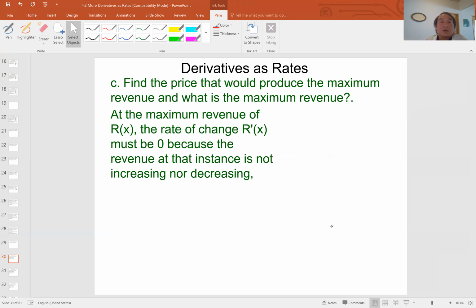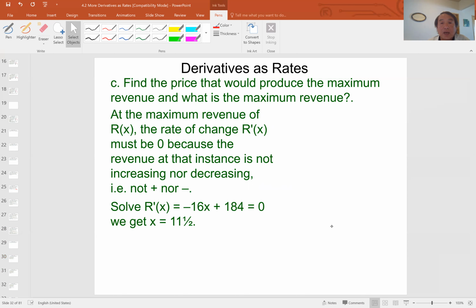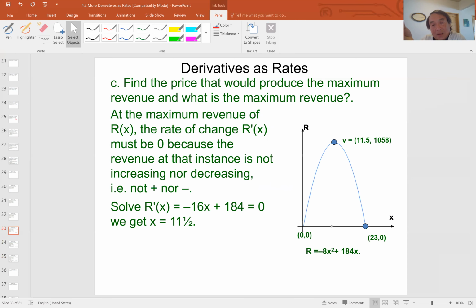So then, of course, what is the price that we should set so we get the maximum revenue? The maximum revenue means the revenue is not gaining or decreasing, at a point where the slope is zero, when the rate of revenue change is zero. So we solve for the derivative equal to 0, and we find that it's at 11.5. So you should set the chicken price at $11.50. That will guarantee you the most amount of revenue we will take in.